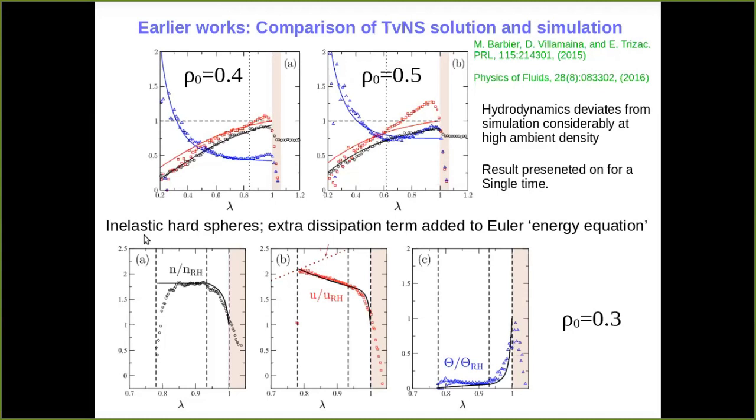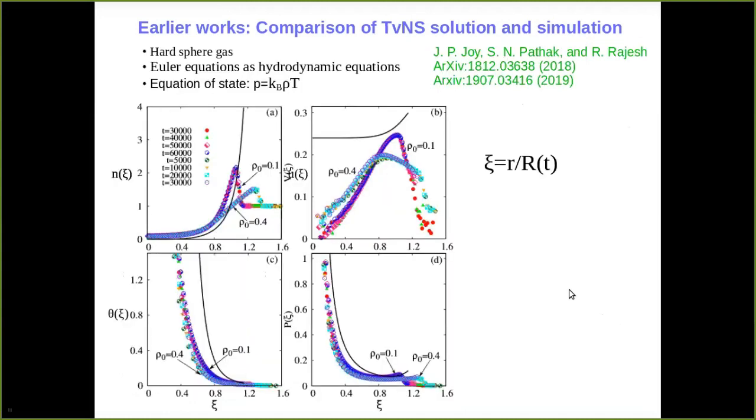They also found a similar way to calculate those fields for the inelastic hard spheres, where energy dissipates when they collide. They added an extra energy dissipation term in the Euler energy equation, and they found more or less good agreement in the inelastic hard spheres.